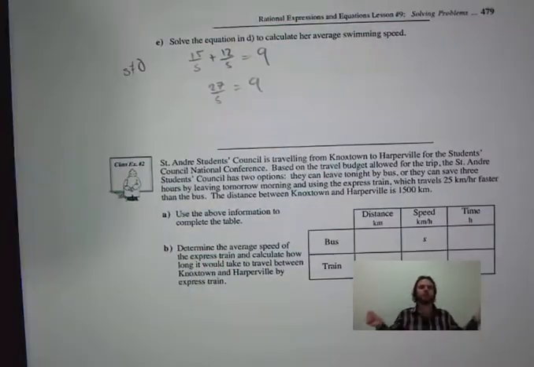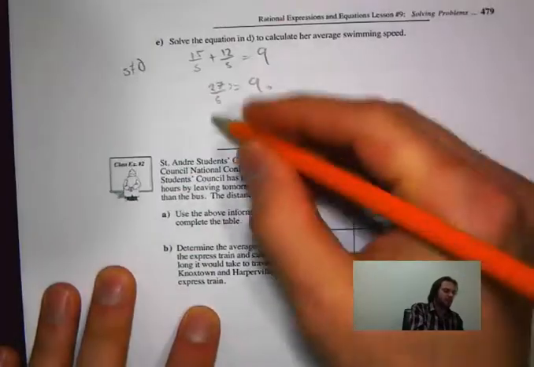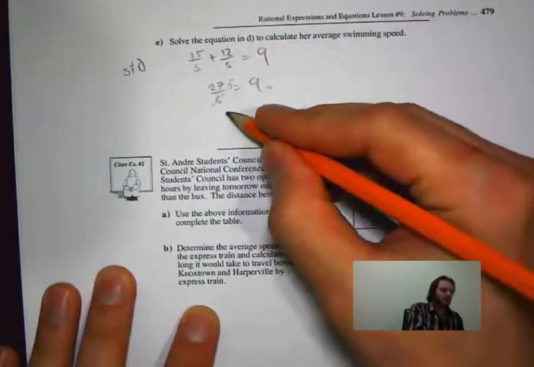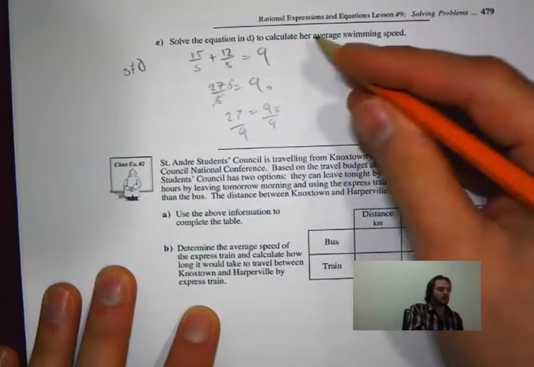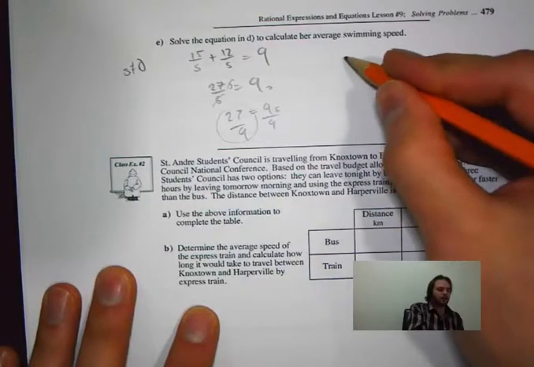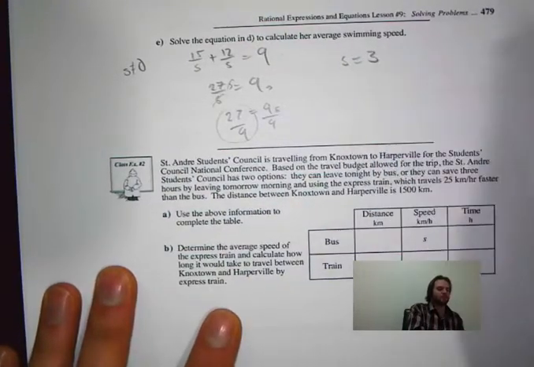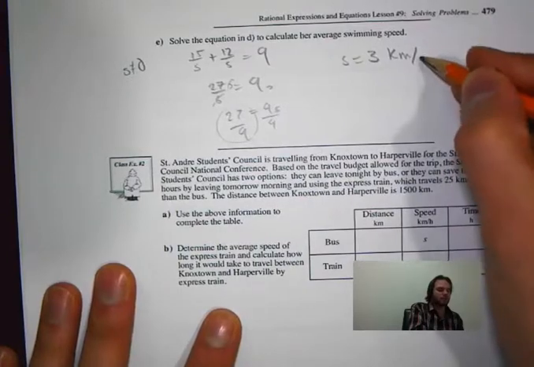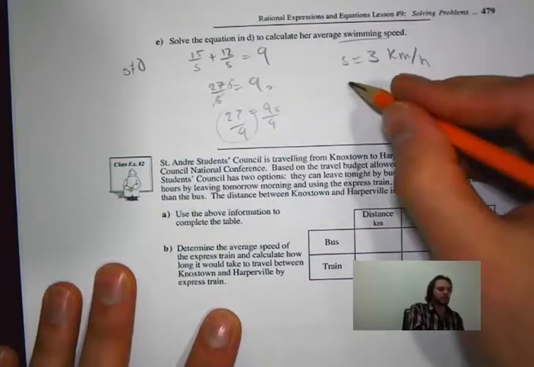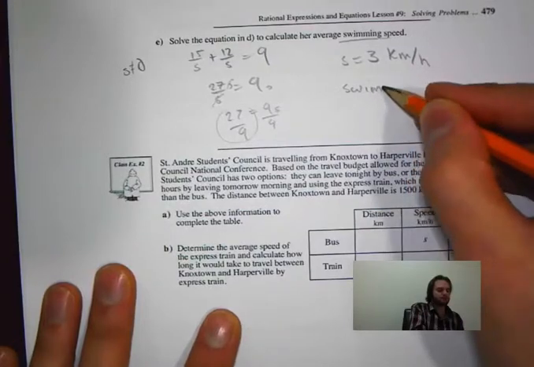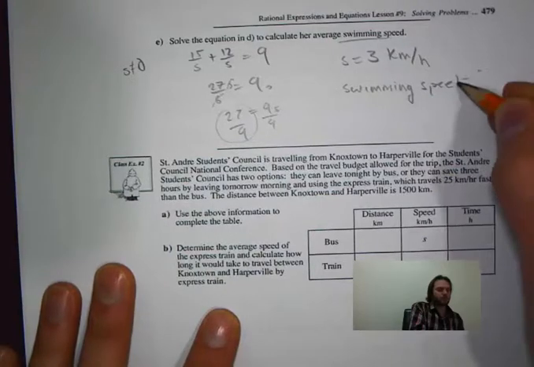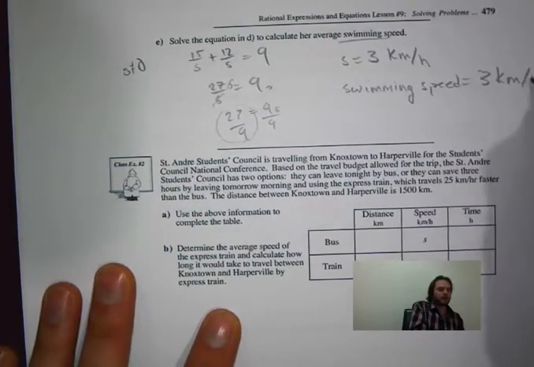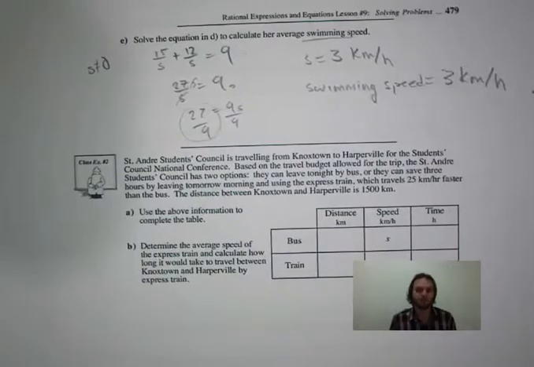Now, what am I going to do? Multiply everything by S. So these cancel off. So I get 27 is equal to 9S, divided by 9, divided by 9. This is going to be 3. So the speed, S, is equal to 3. Okay, so that's kilometers per hour. So our average swimming speed is equal to 3 kilometers per hour. That's it. Okay? Now, let's take a look at the next one.